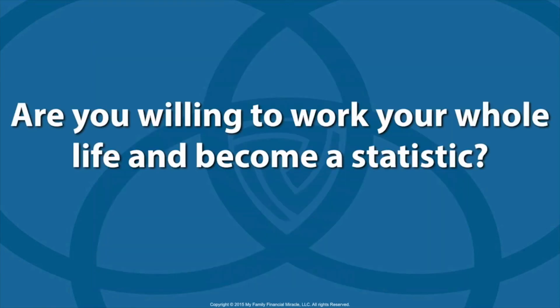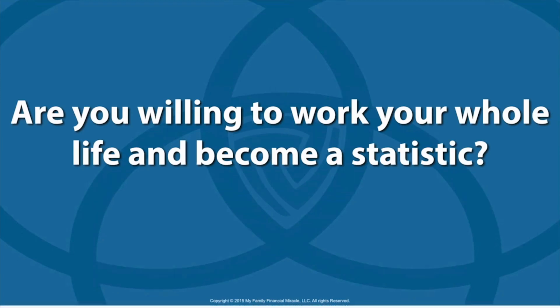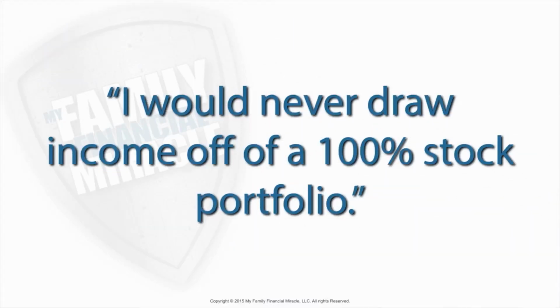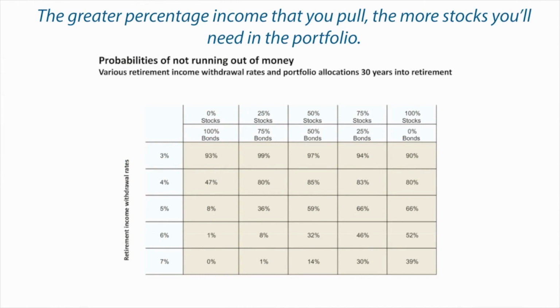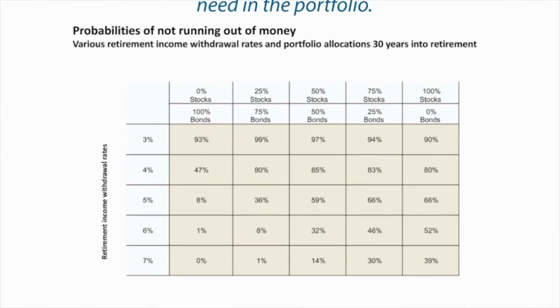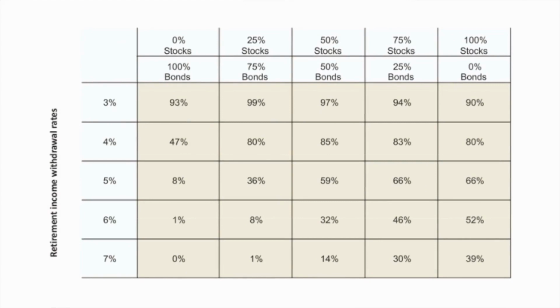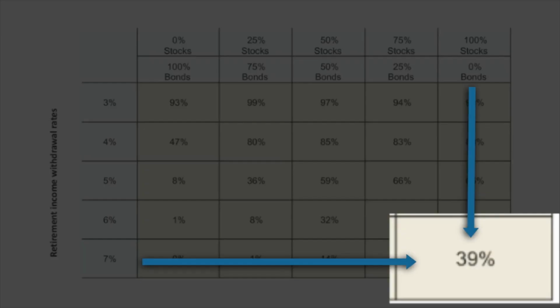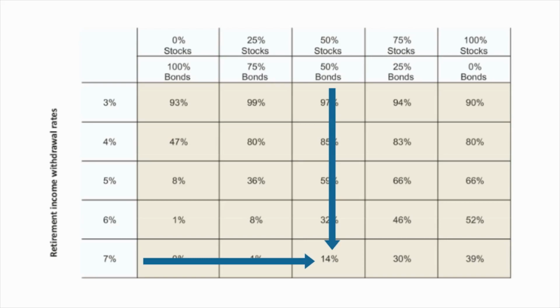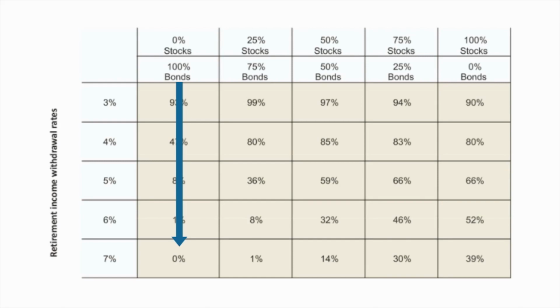Are you willing to work your whole life to save enough money to retire and then take the risk that you'll become a statistic? I know that there are some of you out there who are saying, Merle, I would never draw an income off of a 100% stock portfolio. Okay, this chart shows you that the greater the percentage of income that you pull, the more stocks you'll need in the portfolio to have a higher chance of success. Notice that the 7% withdrawal rate with the 100% stock portfolio gives us a 39% probability of making it, and a 50-50 portfolio only a 14% probability. And a 100% bond portfolio has a 0 chance of success.